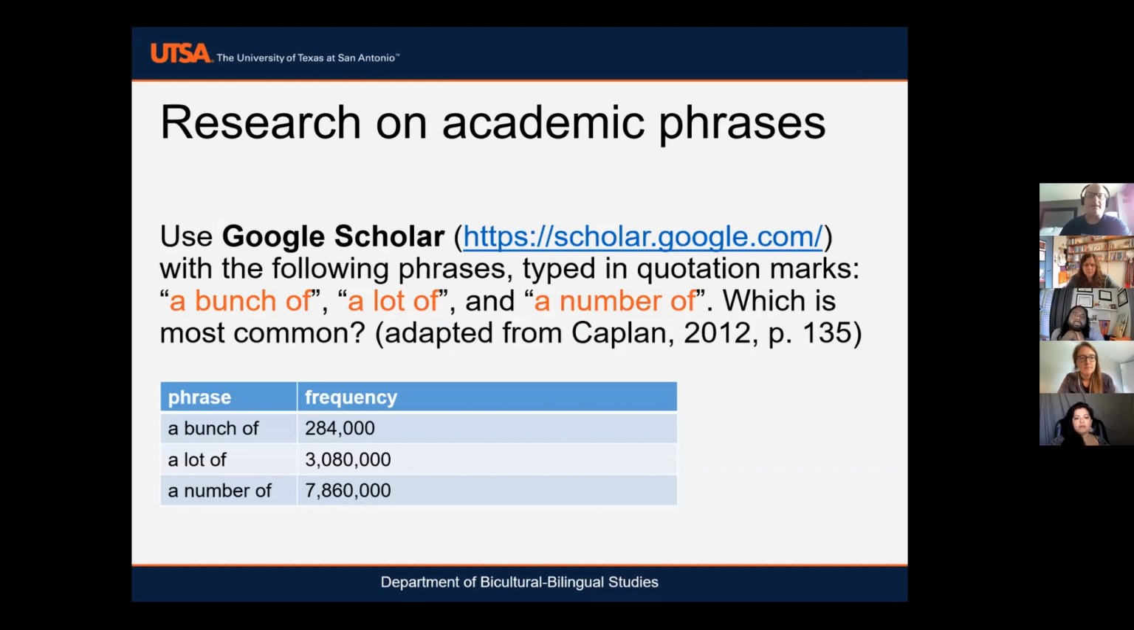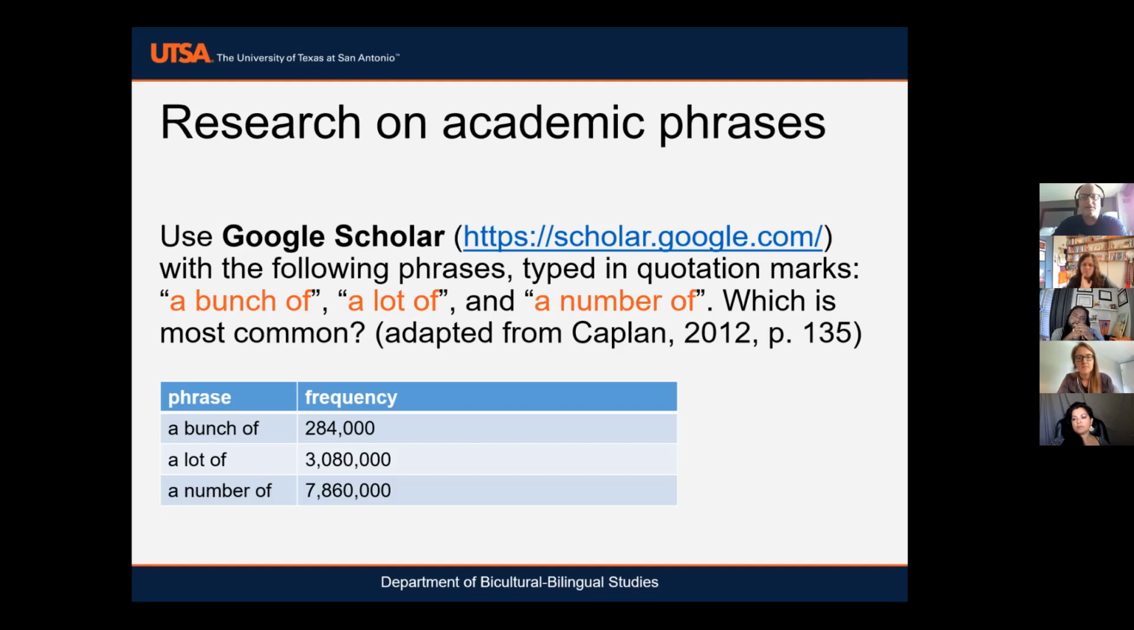So the second teaching tip is about doing research on academic phrases. And the first tool is to use Google Scholar for this. So we're going to do a search on 3 phrases: a bunch of, a lot of, and a number of. And I think those of us as first language English users are going to know that in academic contexts, the phrase a number of is more appropriate. But a second language writer is not necessarily going to know that.